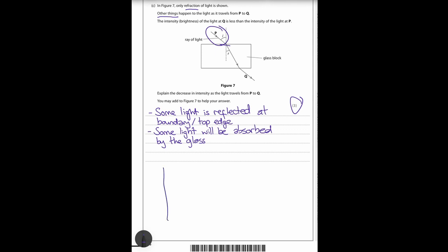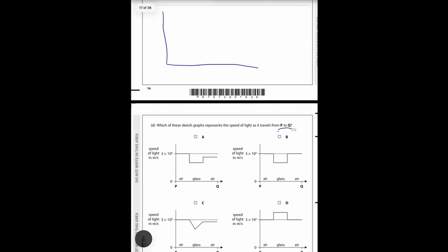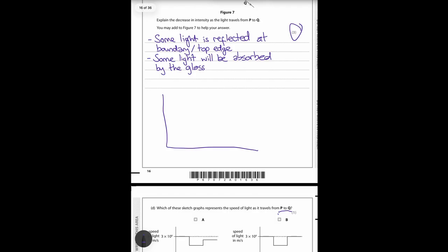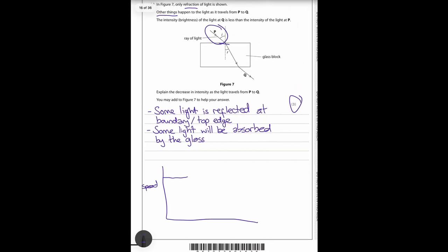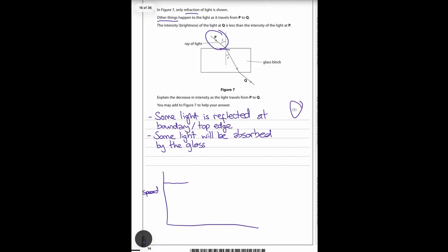So if I've got a speed against time graph, I think that's what they all are, or speed against position, I know that the speed is going to be constant first. When it goes into the glass, it's going to immediately drop down to whatever the speed of light is in glass. So it's just going to drop down to this. I know it's going to be less, so it's got to go down. So in the glass, it's going to be something like that.